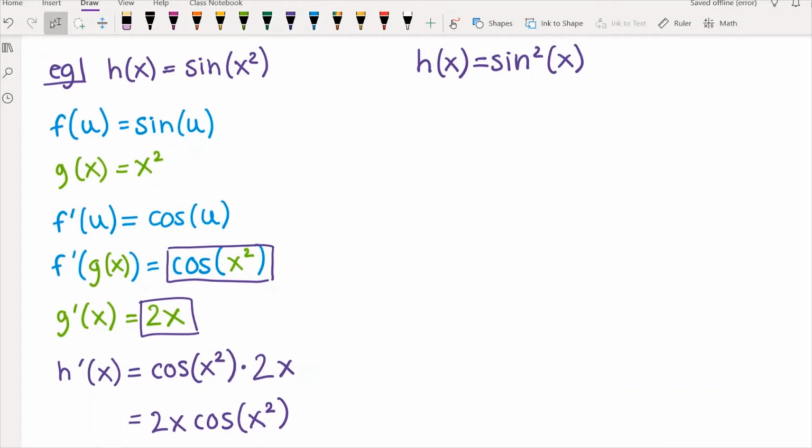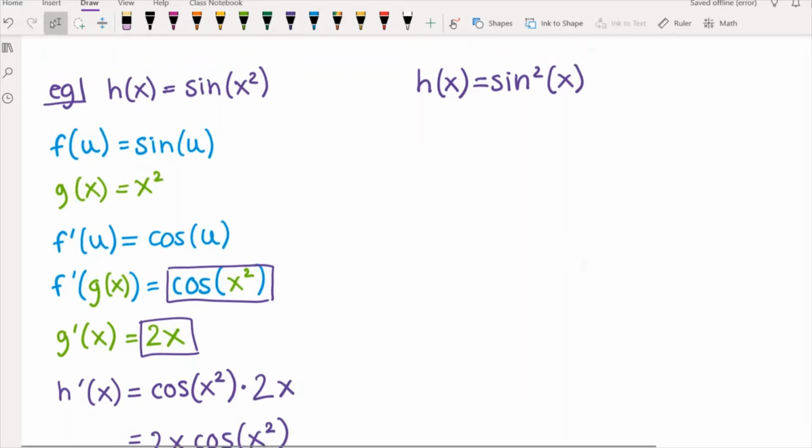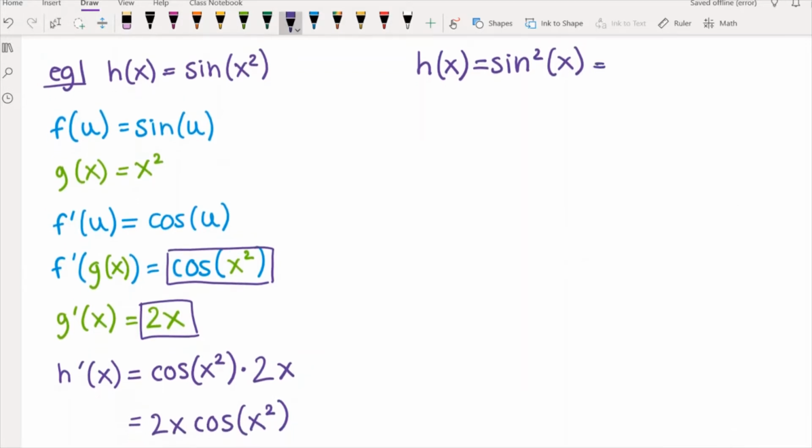Okay, so let's do this other one, which, like I said, I think is a little trickier. So in this case, I think a better way to write this in order to really see what the inside and outside function are is sine of x squared. So we talked about this last time. It's just a notational thing that we write sine squared of x instead of sine of x squared.